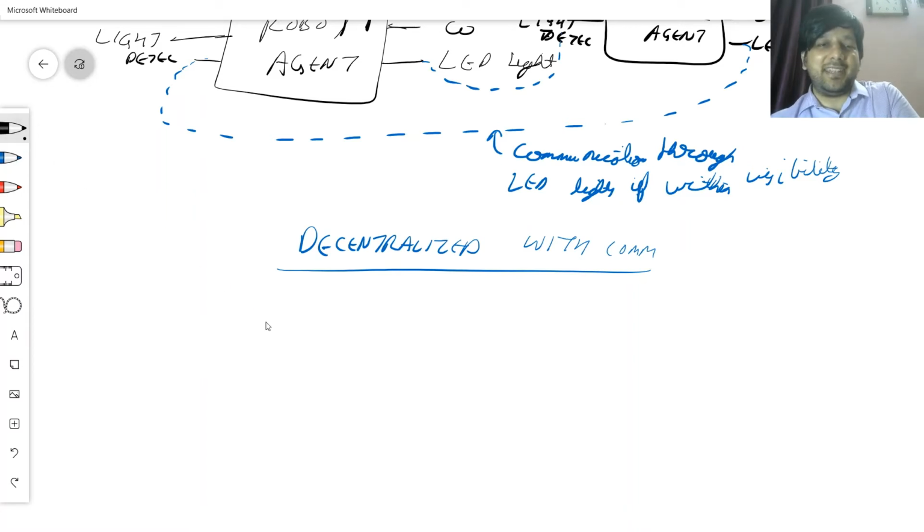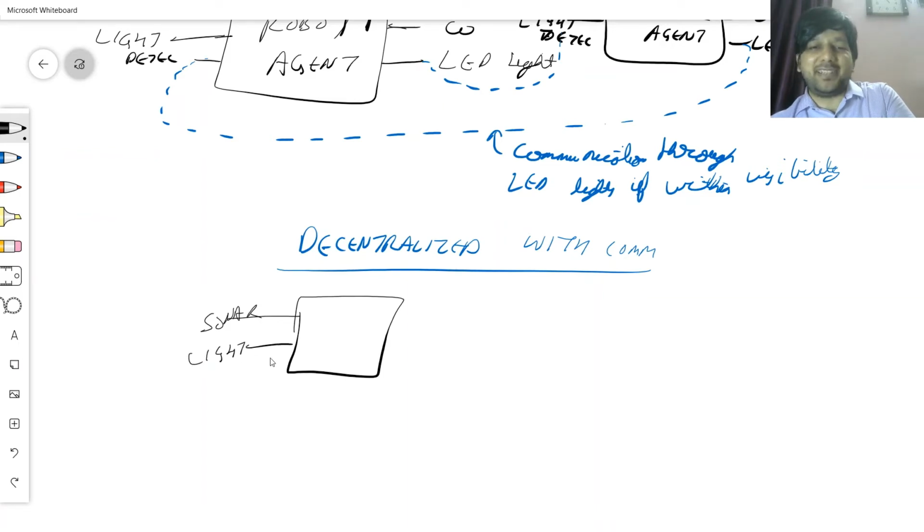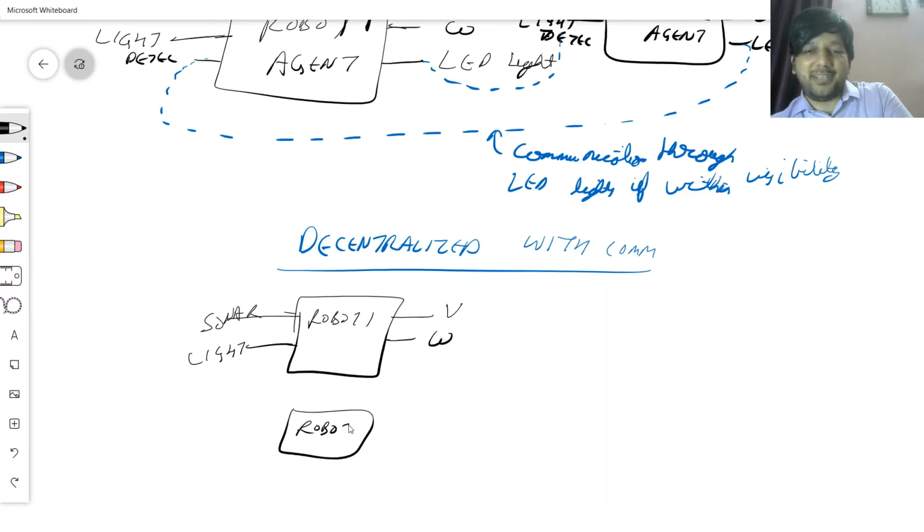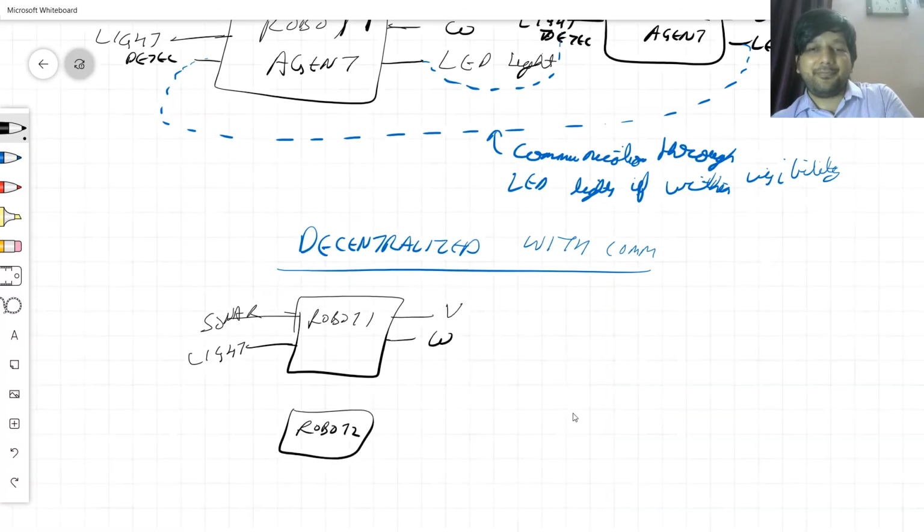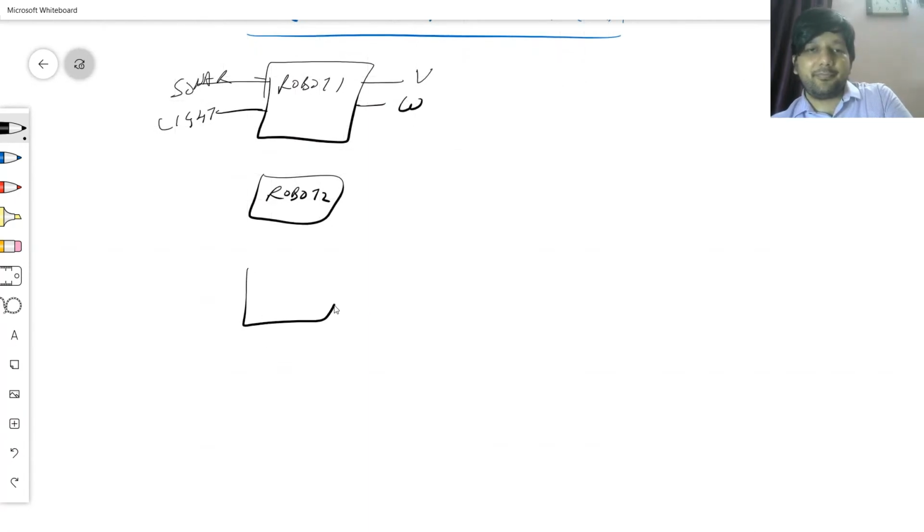So again, it is the same sensors. I don't know why I need light, but let's say it's to detect some kind of a goal, and the same actuators, linear speed and angular speed. This is robot 1. This time let's do it for many robots. And so on. Now what really happens is that they also get messages from the communication channel.